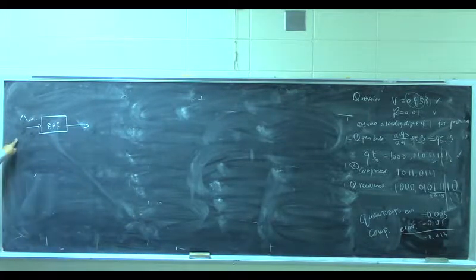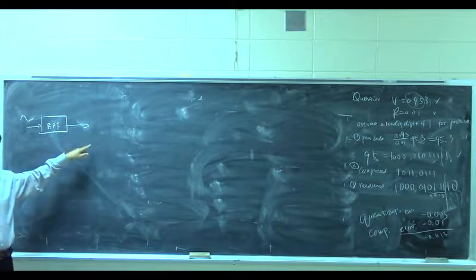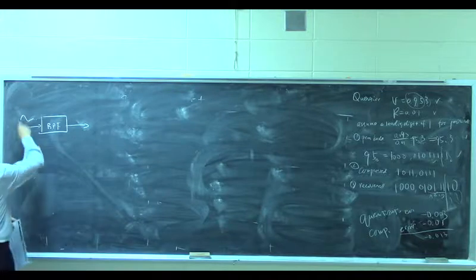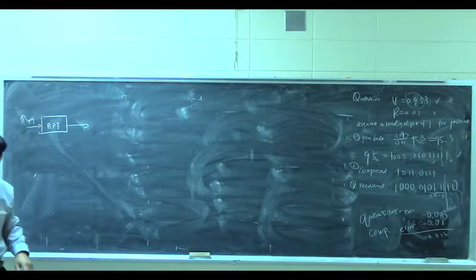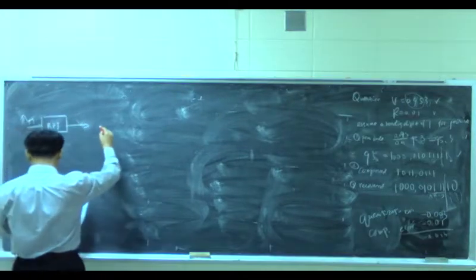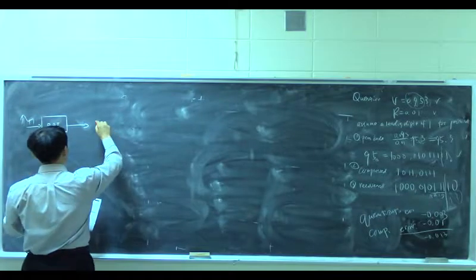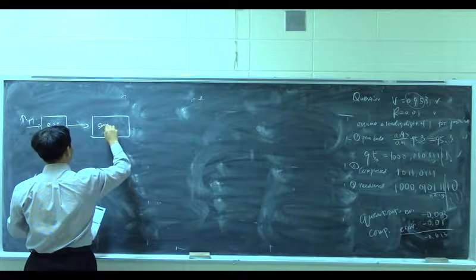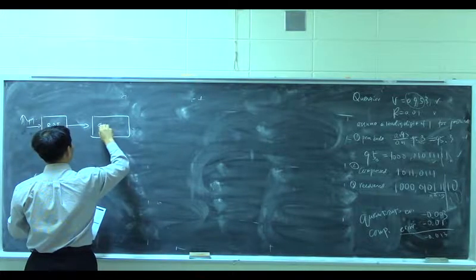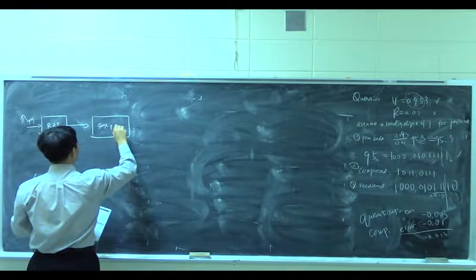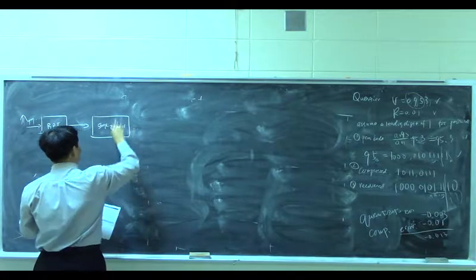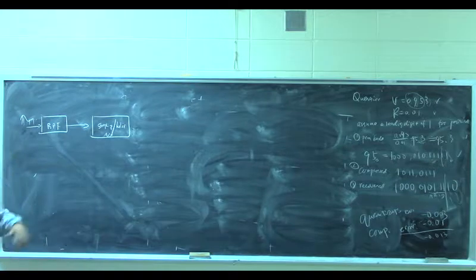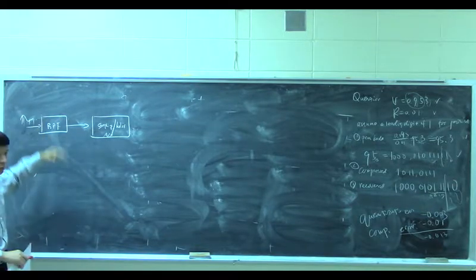So the first step is you will need to sample this, right? Once you get this, you need to sample it. Make sense? That is called sampling. And hold, so that actually is analog to digital. Sample and hold, so we get this code.